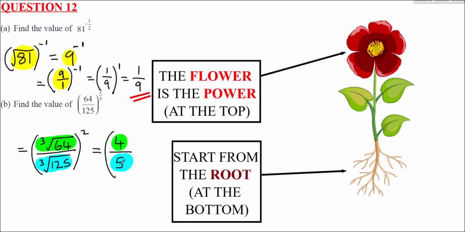So we've got here 4/5 squared. So we've done the cube rooting. Now we can finally do the squaring. So we don't just square the top, don't just square the bottom, we square both numbers. So 4 squared is 16, and 5 squared is 25. And that's the final answer for 12B.